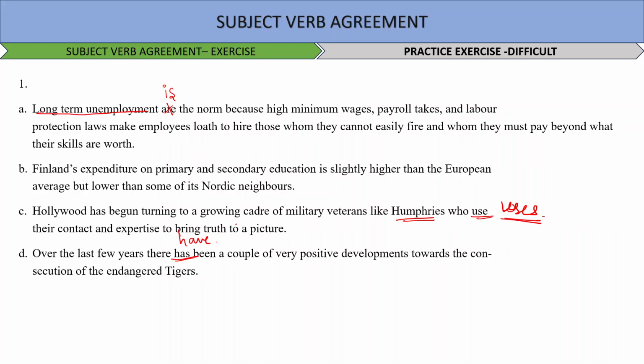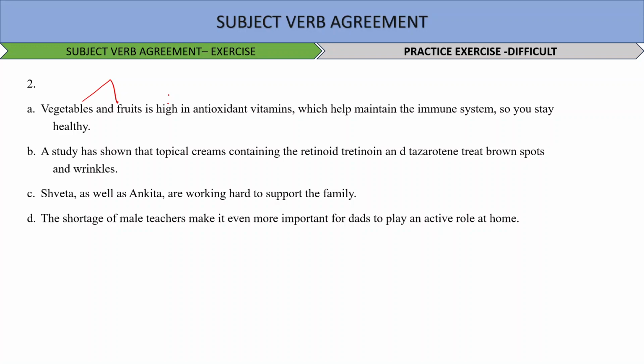Next question says vegetables and fruits. Vegetables and fruits are two different entities. Why will it take a singular verb? It will take a plural verb: are high in antioxidant vitamins which help maintain the immune system so you stay healthy. Sentence B says a study has shown that topical creams containing the retinoid tazarotene treat brown spots and wrinkles.